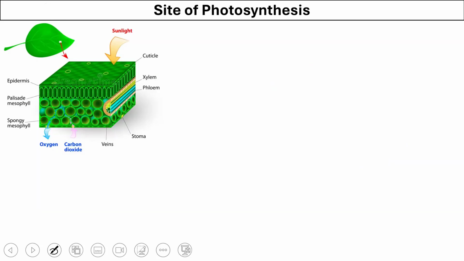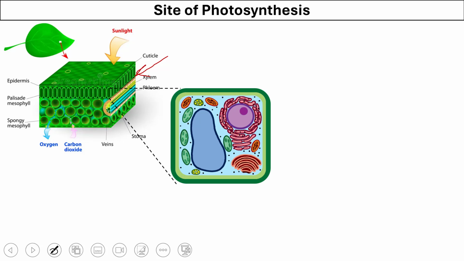The main site of photosynthesis in plants are the leaves. Let's look at the structure of leaves. So here you can see that most of the cells in the leaves appear green. If you zoom in on the plant cell, you will see that with other organelles like nucleus and central vacuole, you have a lot of these green organelles called chloroplast.